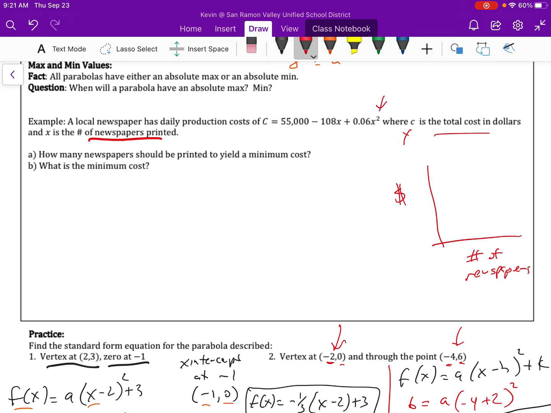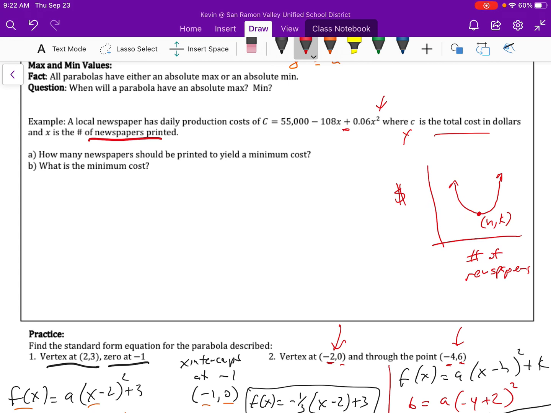You'll notice that this is a quadratic, so it's a parabola. And the parabola is going to look something like this. It's going to be opening up because it's positive. Okay? And this value right here, that's going to be our minimum cost. That's going to be the number of newspapers. How many newspapers should we yield to get the minimum cost? So this is our H and our K.